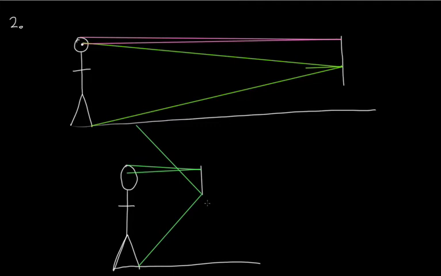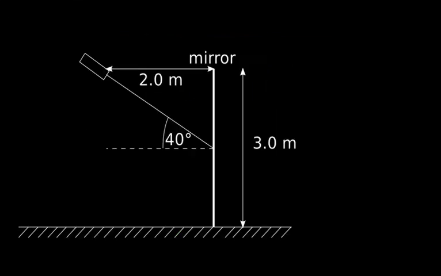So this shows that you can't see all of your body in all mirrors. What you can see depends on the distance of the mirror from your body and also the size of the mirror. This is problem 3. We're told that a laser beam is shone onto a mirror at an angle of 40 degrees to the normal as shown in the diagram. The laser is located 2 meters in front of the mirror and 3 meters above the floor. And in part A, we're asked what is the angle of reflection of the laser beam.